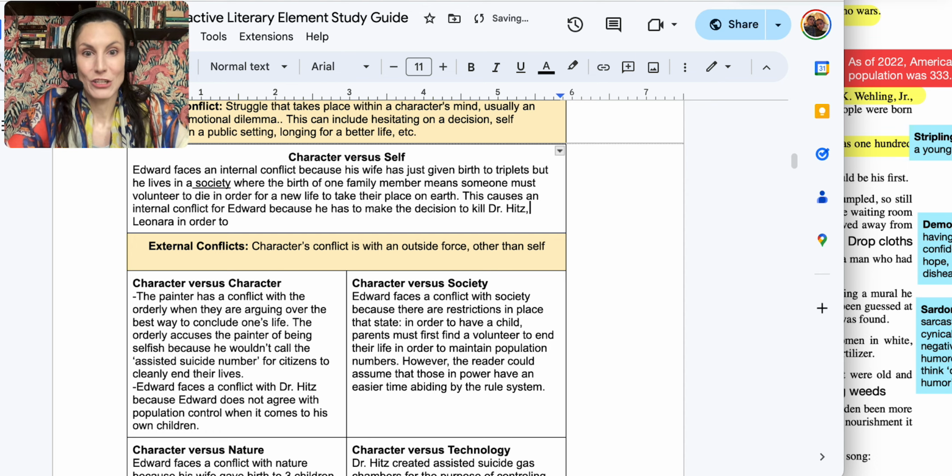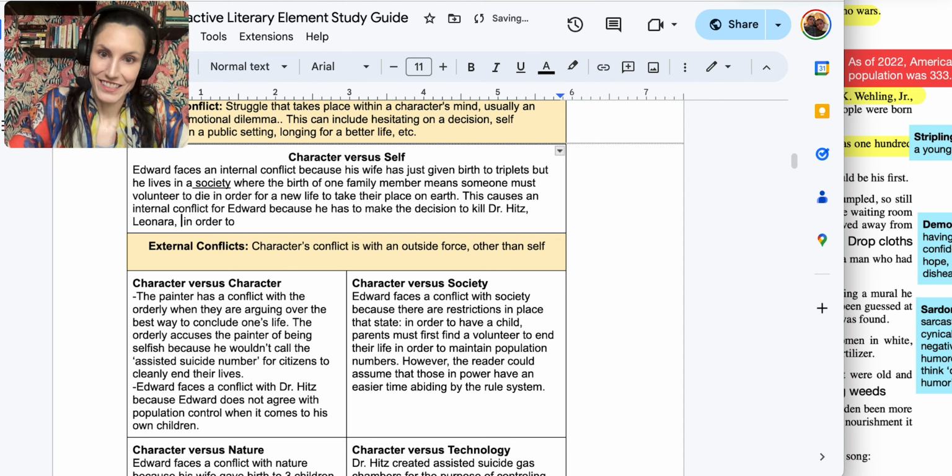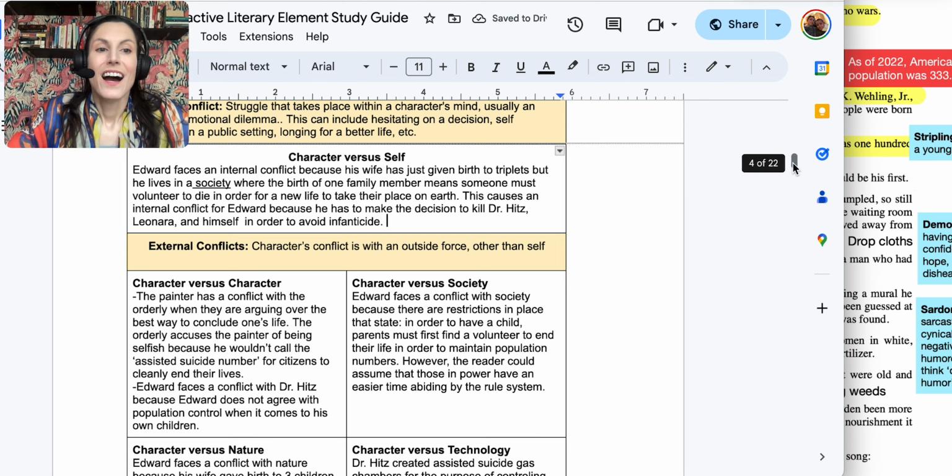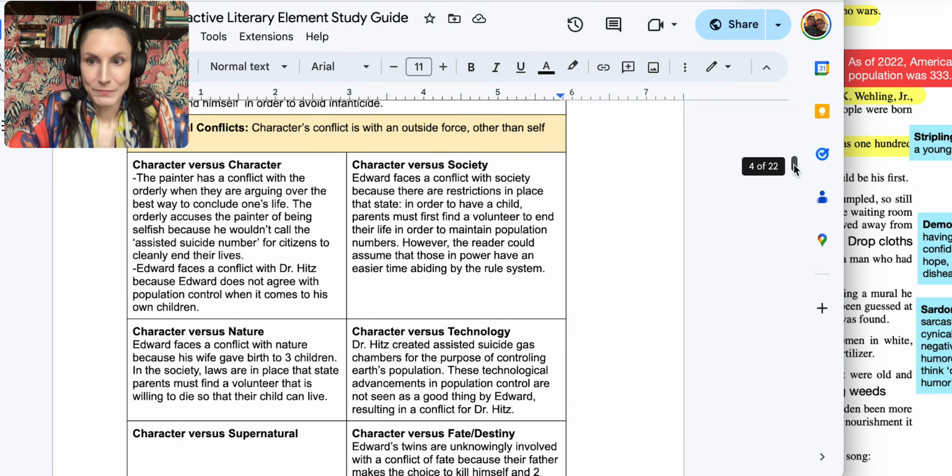That was how he solved his conflict, which is dystopian in and of itself. Dr. Hitz, Leonora, and himself, in order to avoid infanticide for his children, and that just means the killing of an infant. So that would be the vocabulary word there. So that's how he solved his conflict.